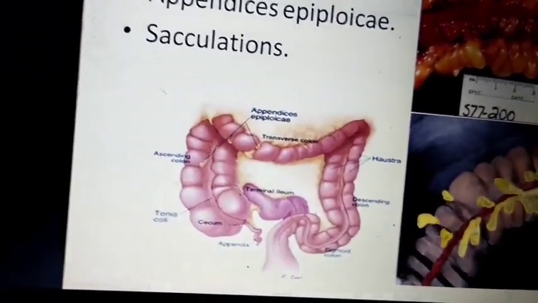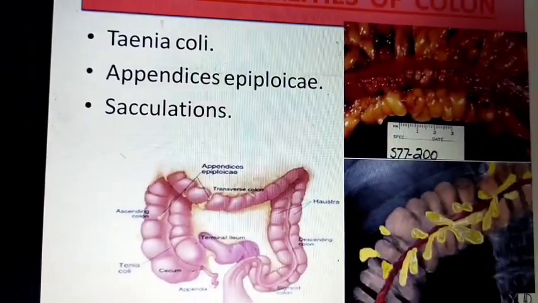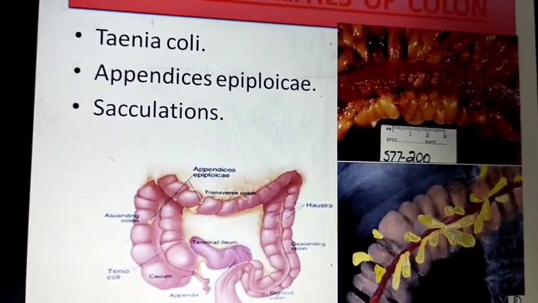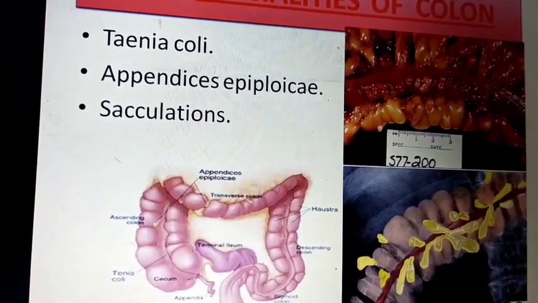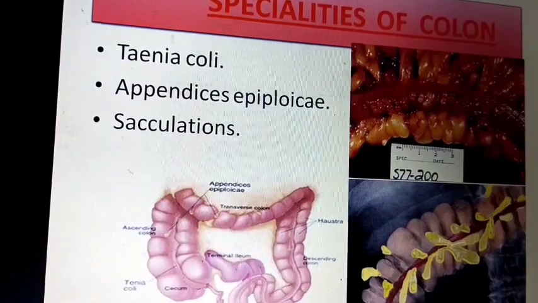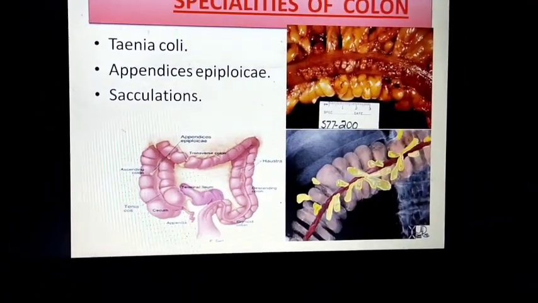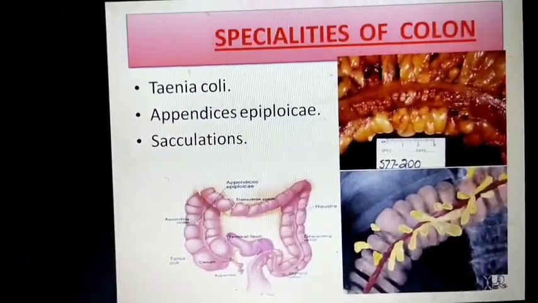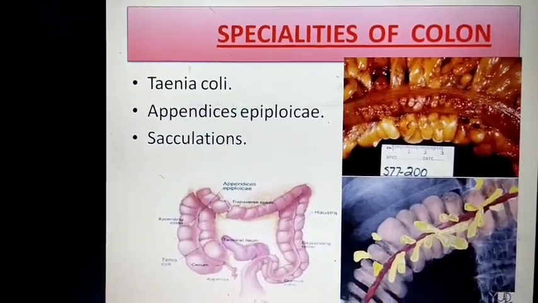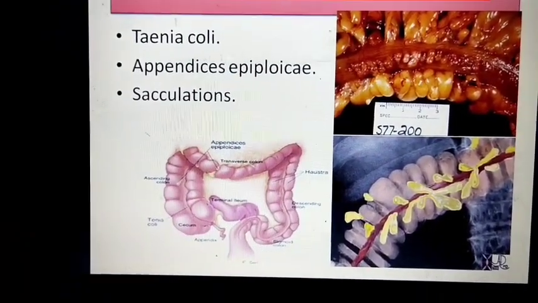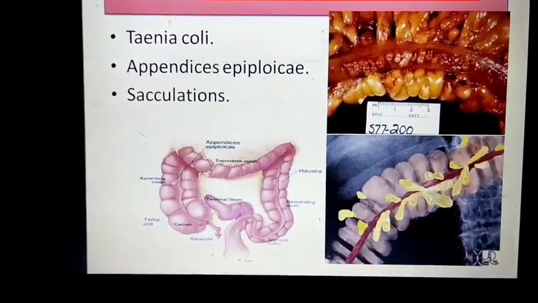These sacculations are mainly formed because of the tinea coli, because the tinea coli length is shorter than the length of the large intestine. Because of that shorter length, the circular smooth muscle of the large intestine contracts. Because of the contraction of that smooth muscle, there is formation of sacculations.